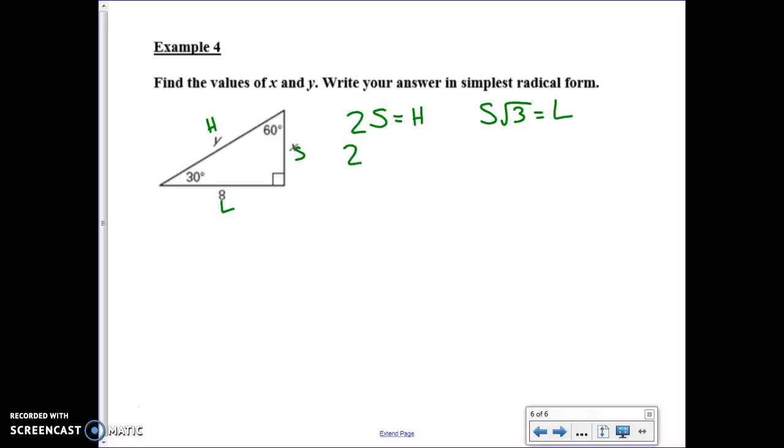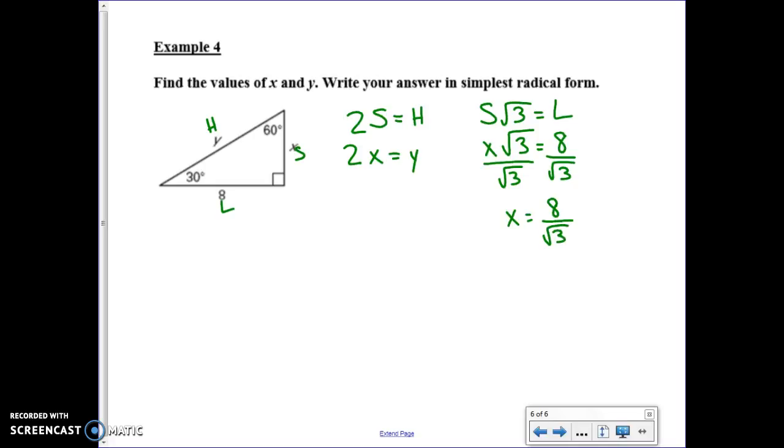So 2 times short side is x equals hypotenuse is y. Okay, we're stuck there. We can't go any further. Let's see if we can use the other equation to help us out. So the short side is still x. We bring down radical 3. The long side this time is 8. So now I need to get x by itself, so I'm going to divide both sides by radical 3. So x equals 8 over radical 3.